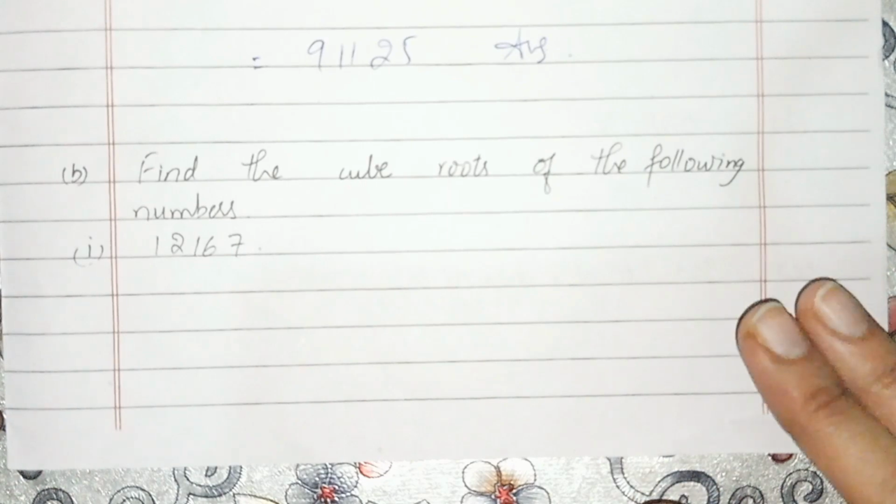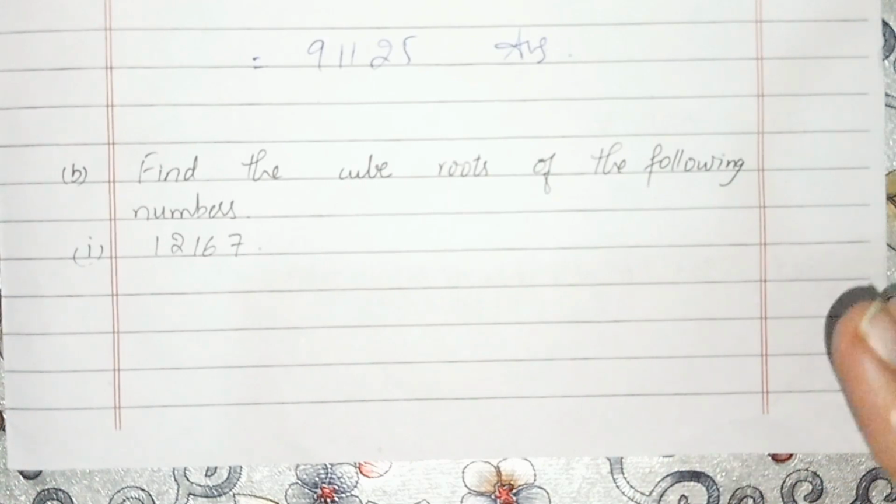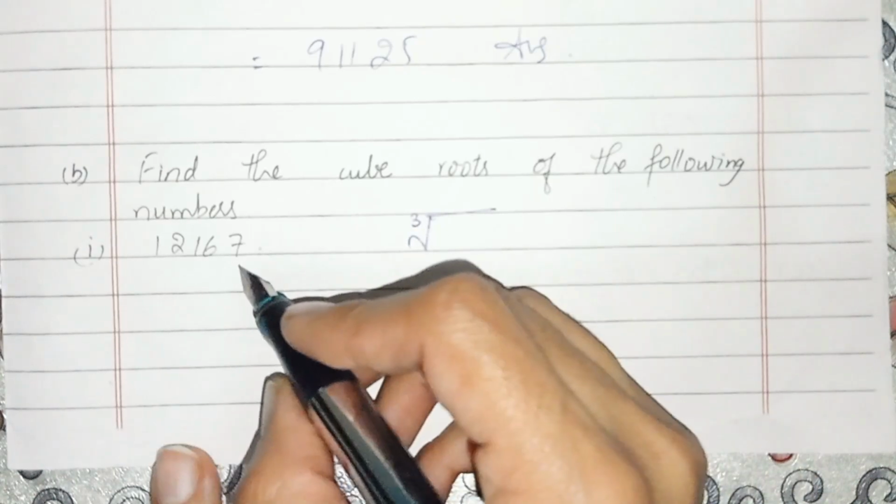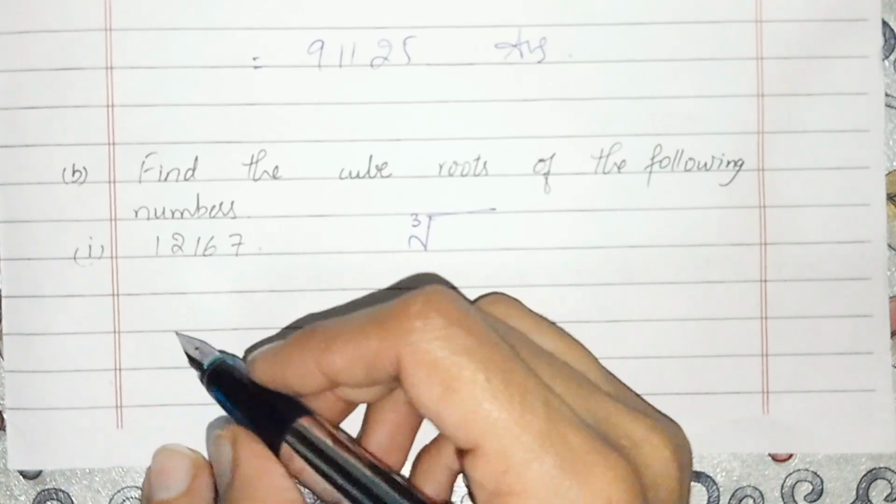Part B: find the cube roots of the following. In the first question, we have to find the cube root. This is the cube root. And now we have to find the cube root of this.